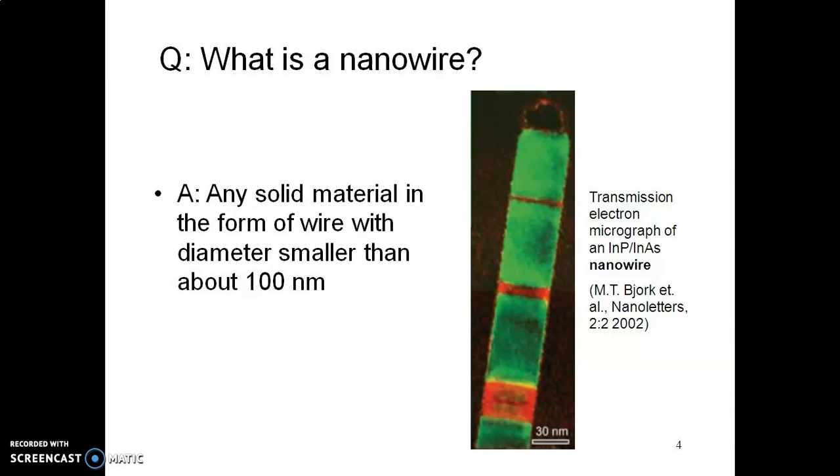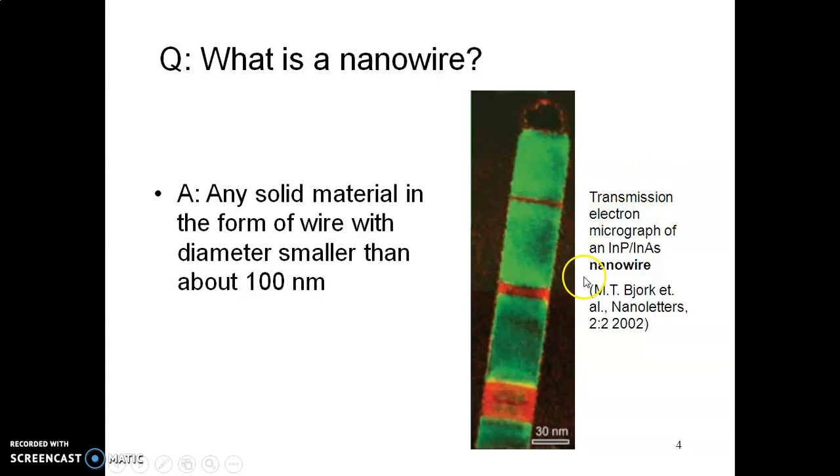Next, it is nanowire. Here you can see this, it looks like one single strip, or you can take it as the wire. This is 30 nanometer, the size is 30 nanometer. A nanowire is a solid material in the form of wire with a diameter smaller than about 100 nanometer.